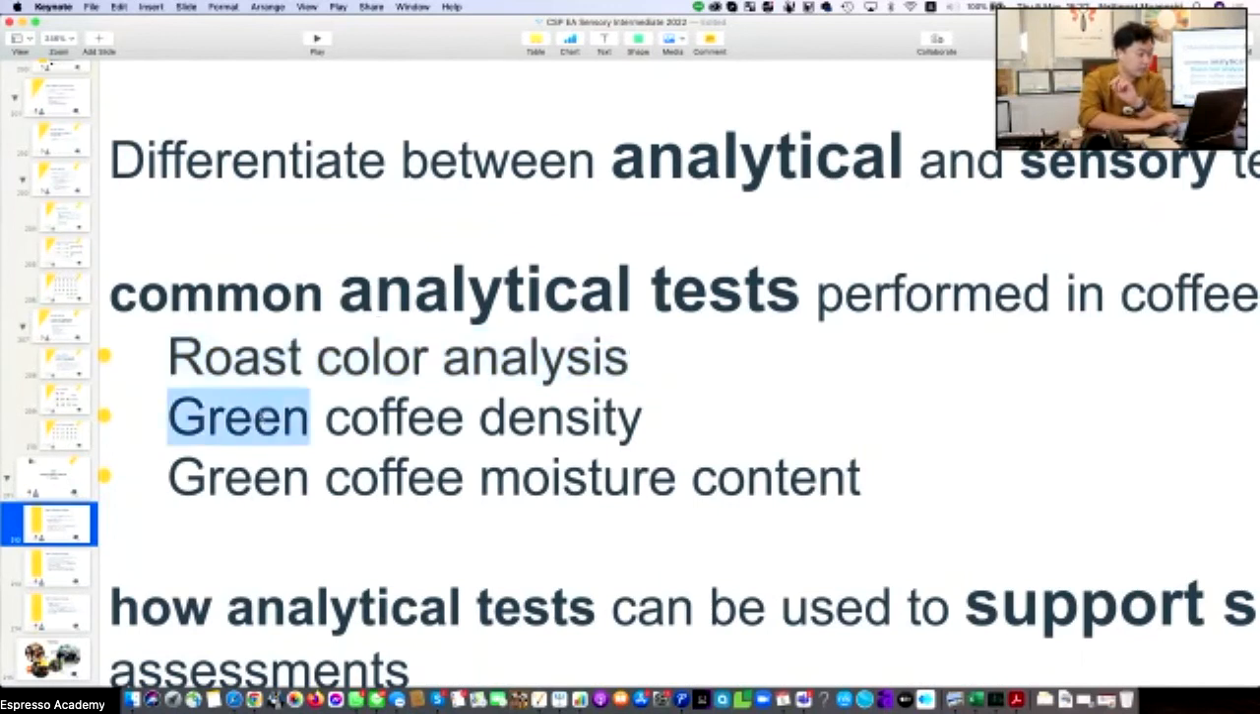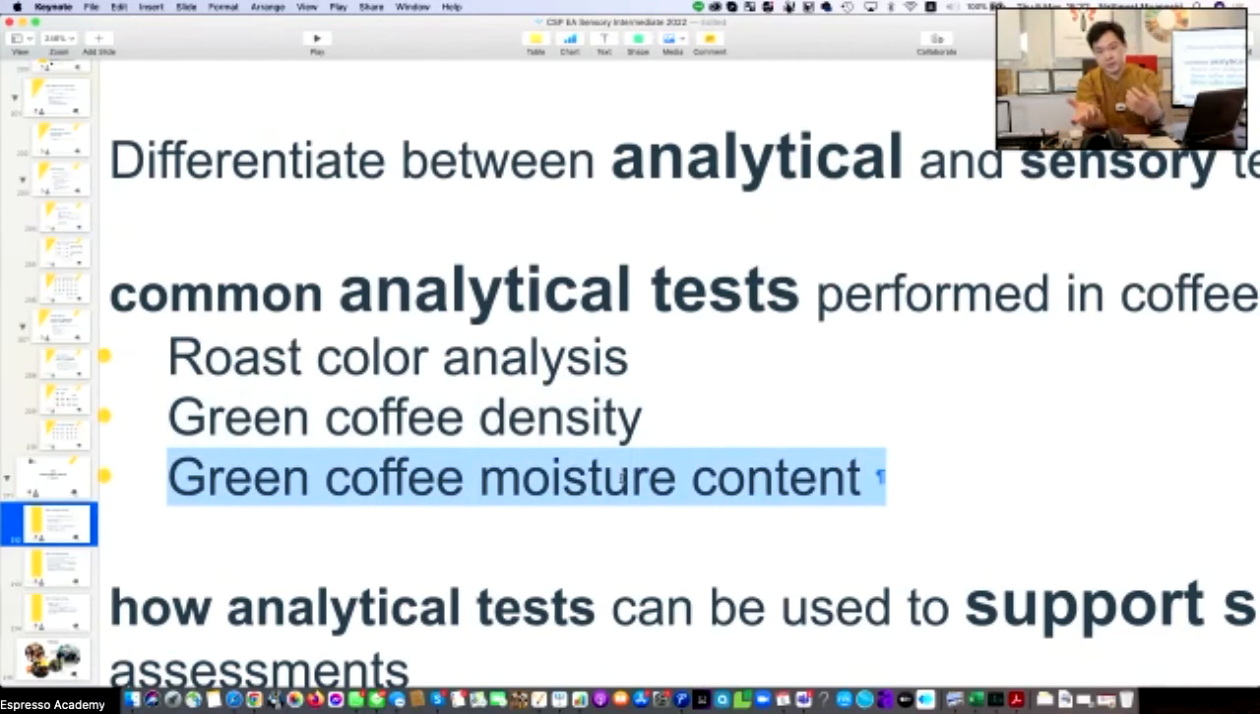But in the green coffee business, we focus on density. A coffee with low density would have this flavor. A coffee with higher density would have other flavors, another complexity. Same with moisture content. Coffee with low moisture content would tend to have some woody flavor. Coffee with higher moisture content has some other flavor.